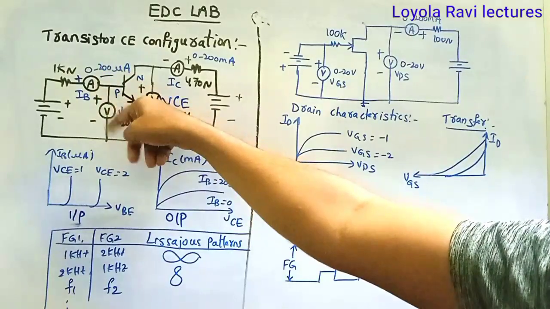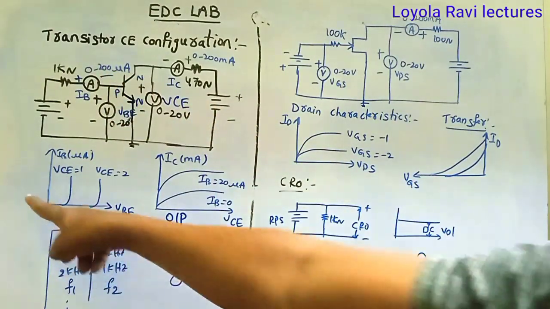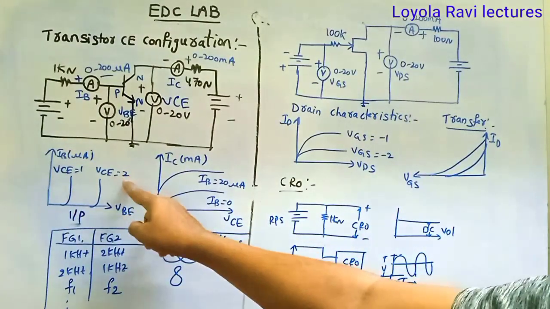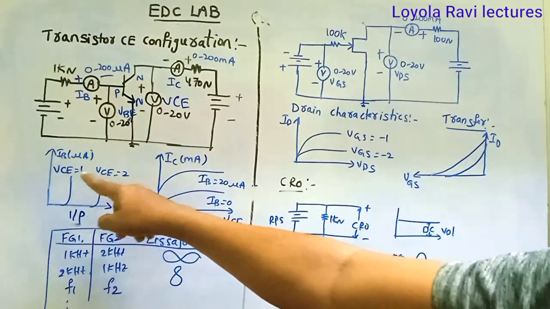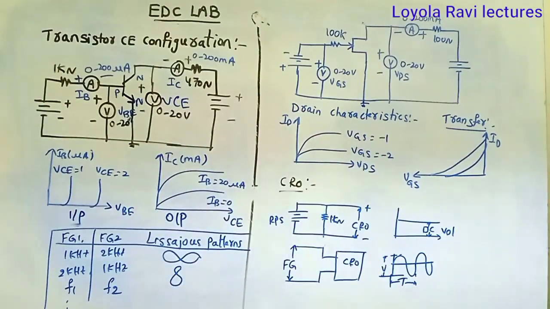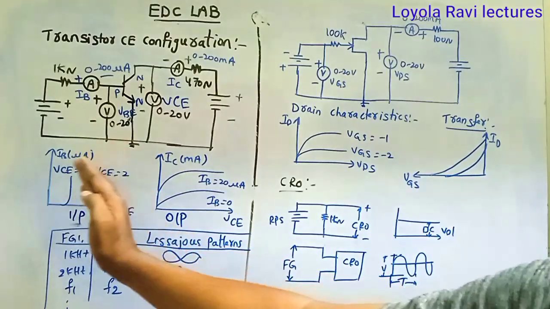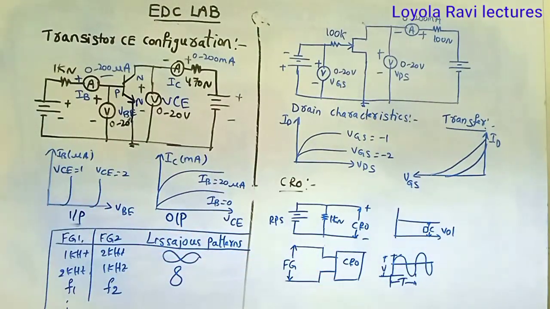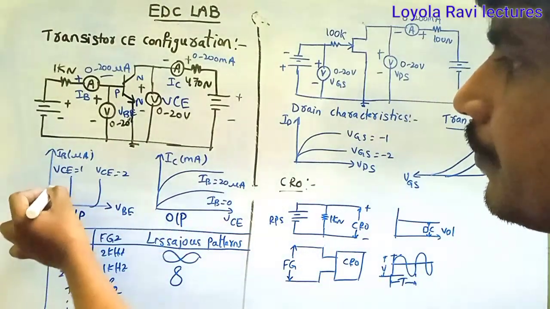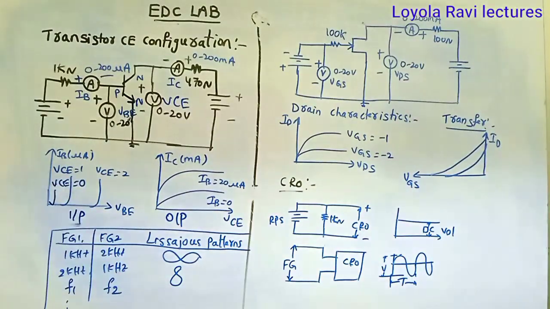Then note down or tabulate the values for VBE and IB. Then plot the graph between VBE and IB for VCE equal to 2 volts, and we'll get a curve like this. If the VCE value increases, the curve moves towards the right side. If the VCE value decreases, for example VCE equal to 0, the curve moves towards the left side. Like this you'll get, and any two values are enough.